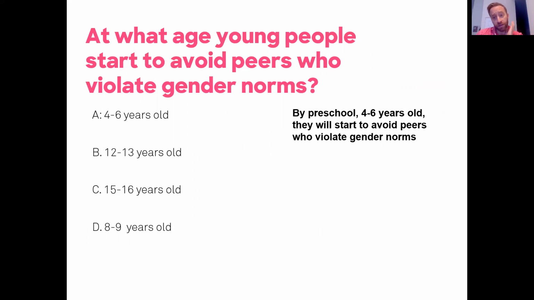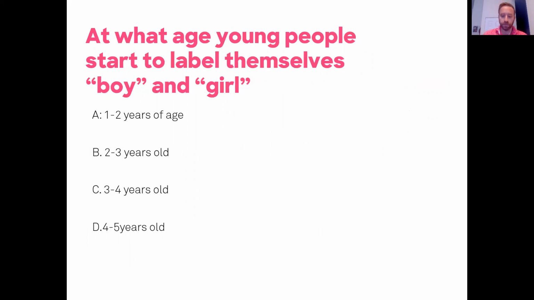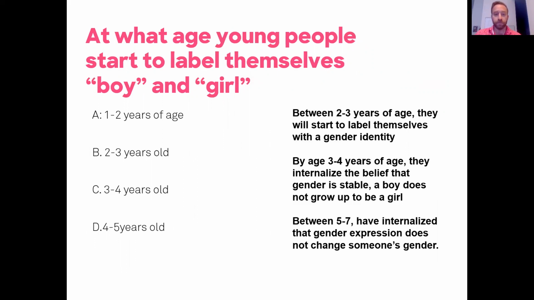So the answer is 4 to 6. So by preschool, they will start to avoid peers who violate these gender norms. And then at what age do young people start to label themselves boy and girl? You might have caught on now that it's much earlier than maybe you anticipate. So between 2 and 3 years of age, they will start to label themselves with a gender identity.